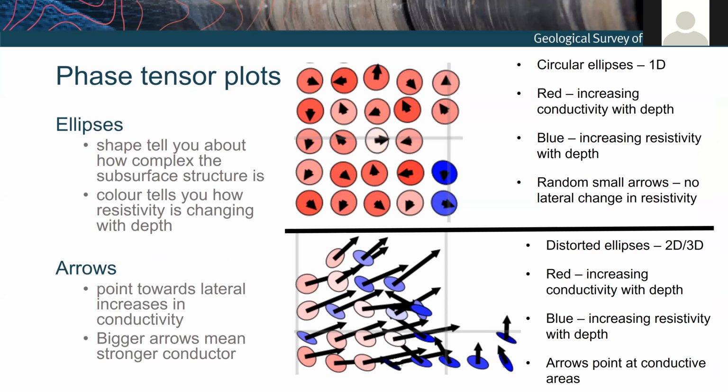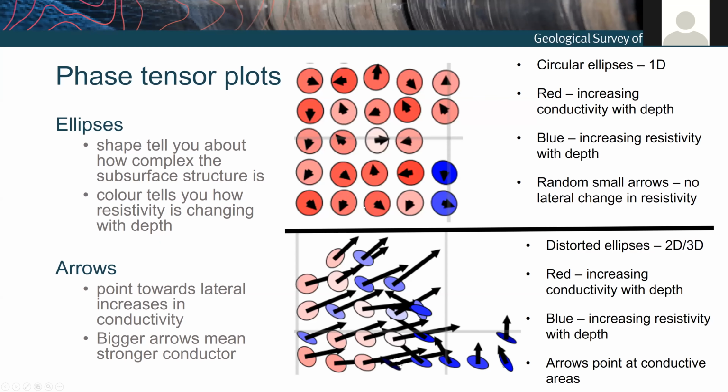What I'll show you is some phase tensor plots. I think this is the best way to look at data. If you want to have an inversion model, that's a model, but this is actually looking at what the data tells you without modeling anything. A phase tensor plot of MT data is a bit complicated, but essentially you've got two elements. You've got some ellipses and some arrows.